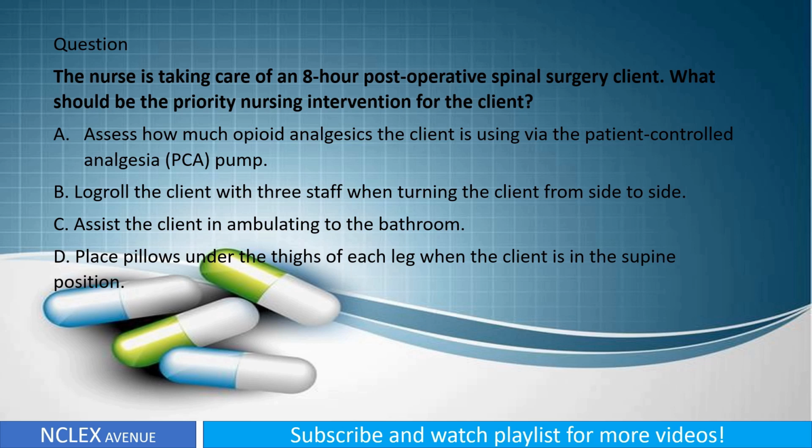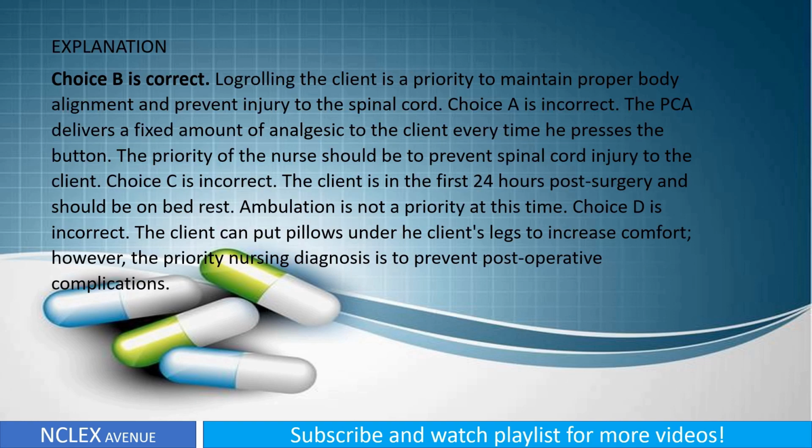Question. The nurse is taking care of an 8-hour post-operative spinal surgery client. What should be the priority nursing intervention for the client? A. Assess how much opioid analgesics the client is using via the patient-controlled analgesia pump. B. Log-roll the client with 3 staff when turning the client from side to side. C. Assist the client in ambulating to the bathroom. D. Place pillows under the thighs of each leg when the client is in the supine position.